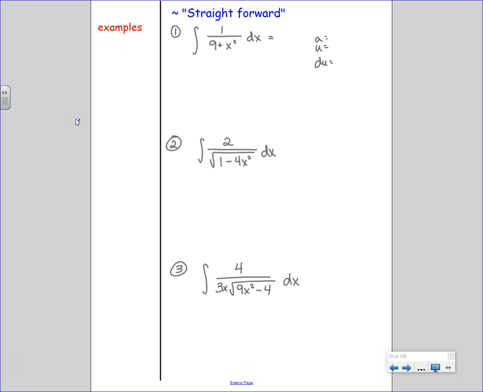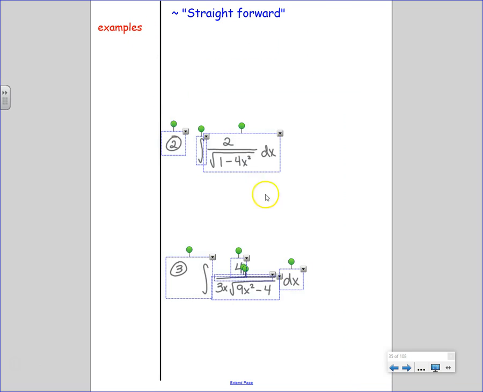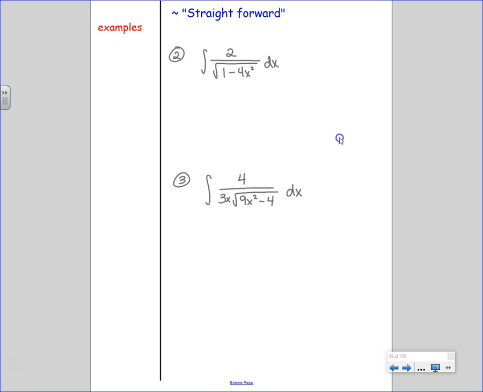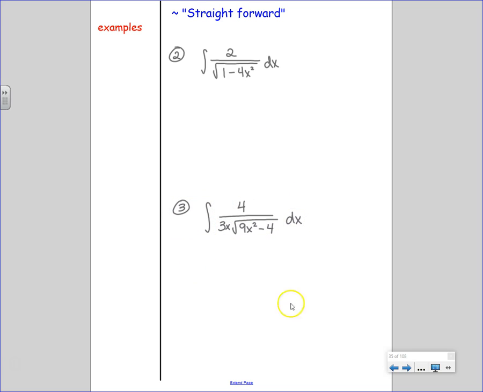What if I was to give you... Ooh, I just did that one. That's no fun. Let's get rid of that. What if I was to give you this guy? Two more straightforward ones. Number 2. As you guys are writing them, think about it.